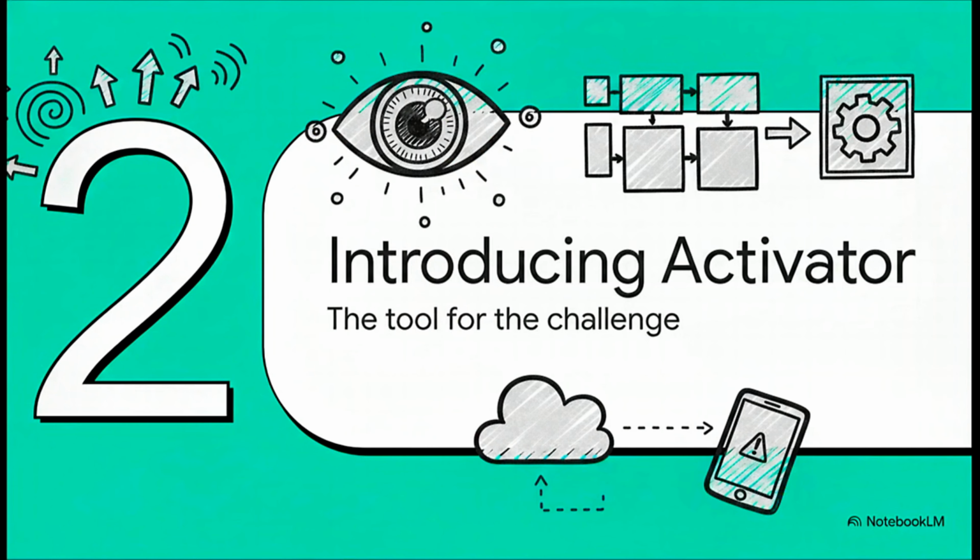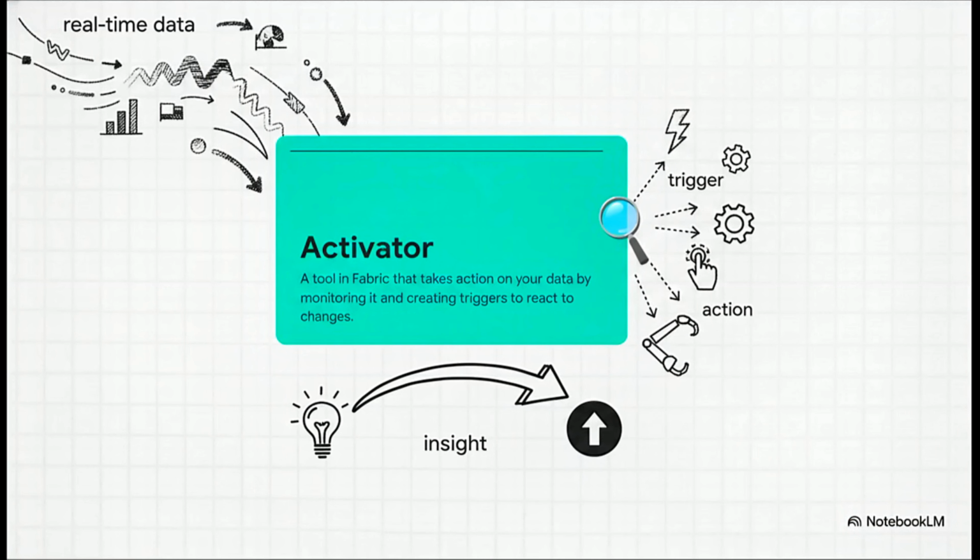And this is where our hero tool comes into play. The solution for this exact kind of challenge is a feature inside Microsoft Fabric called Activator. It is purpose-built to watch data and then do something the moment conditions change. So what is it exactly? Well, think of Activator as your personal no-code automation expert. You just tell it, hey, watch this data, look for these specific things, and when you see them, take this action. It's that simple. It's the bridge that connects your real-time insights to real-world action.